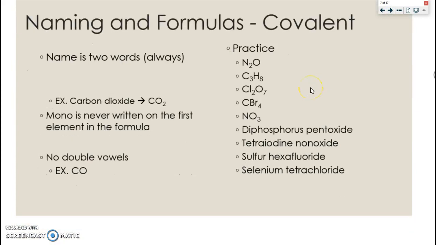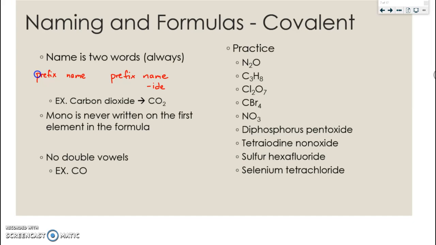The name is always 2 words, no matter what. It's always going to be the first element, followed by the second element. It is the prefix and the name, and then another prefix and the name. The first element does not change its ending. The second element will change to IDE.